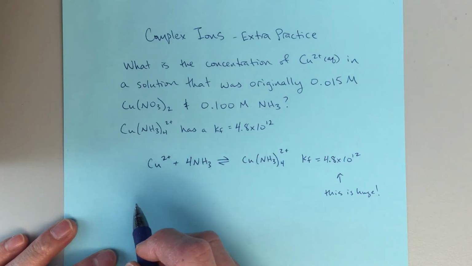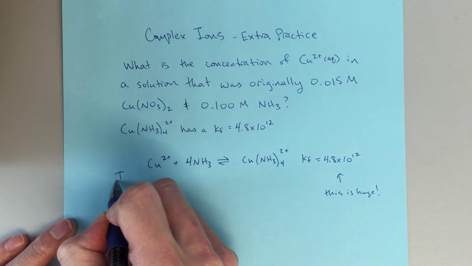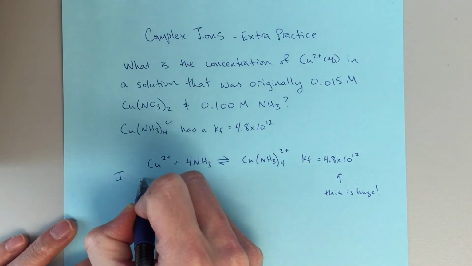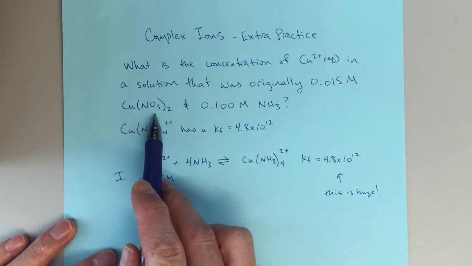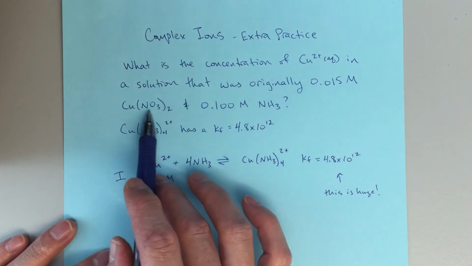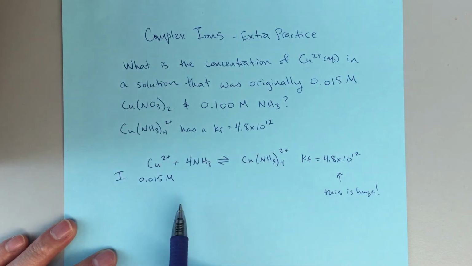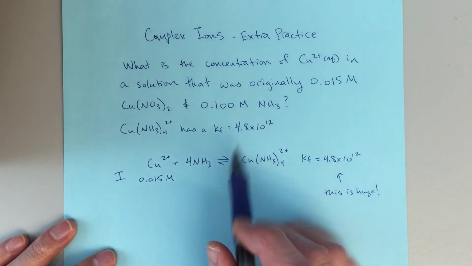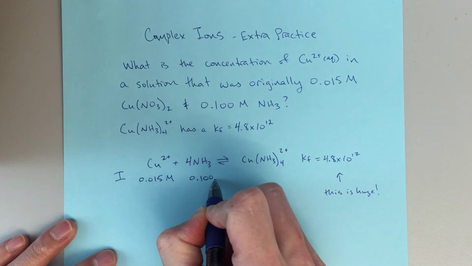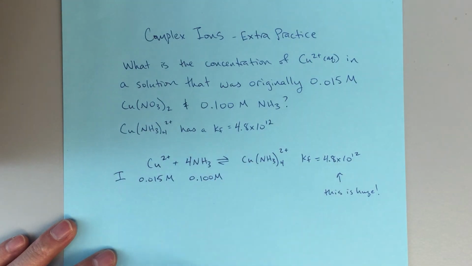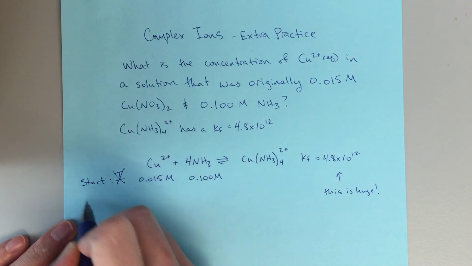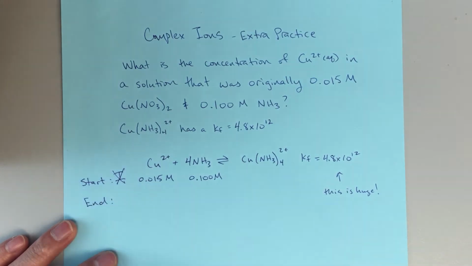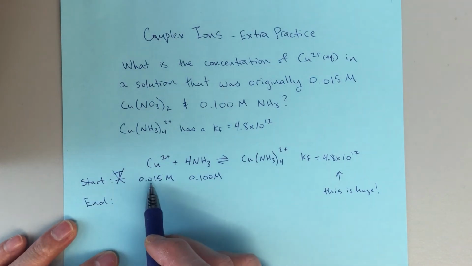So, pulling in some numbers here, we might consider this to be the initial conditions: 0.015 molar for copper 2+, and again, that's from the copper nitrate, 0.015 molar copper nitrate. Well, that's my source of copper 2+, so I can put that in there. And then for NH3, 0.100 molar. Now, again, like I said earlier, rather than doing this as an ICE table, we're going to do this as a limiting reactant stoichiometry table. So I'm going to start with some amount, and end with some other amount.